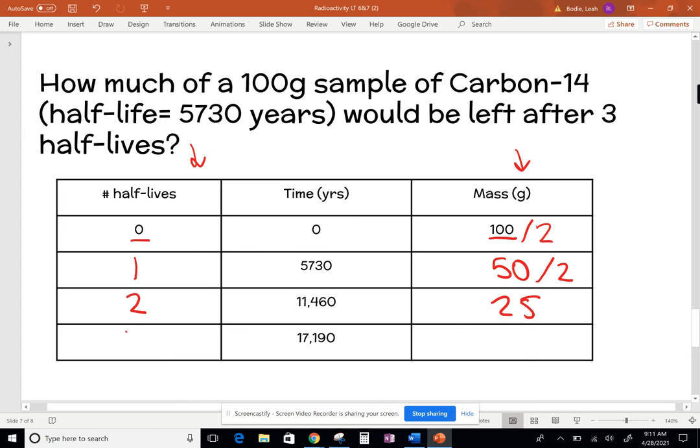And then for our third half-life, we're going to take our mass and divide by 2 again, and so we get 12.5 grams. And there we have it. So how much is left after 3 half-lives? Well, we have 3 half-lives right here, and that amount would be 12.5 grams. We're not going to worry about this time column yet. You can see that our time is increasing, but we'll worry about that in our next lecture.